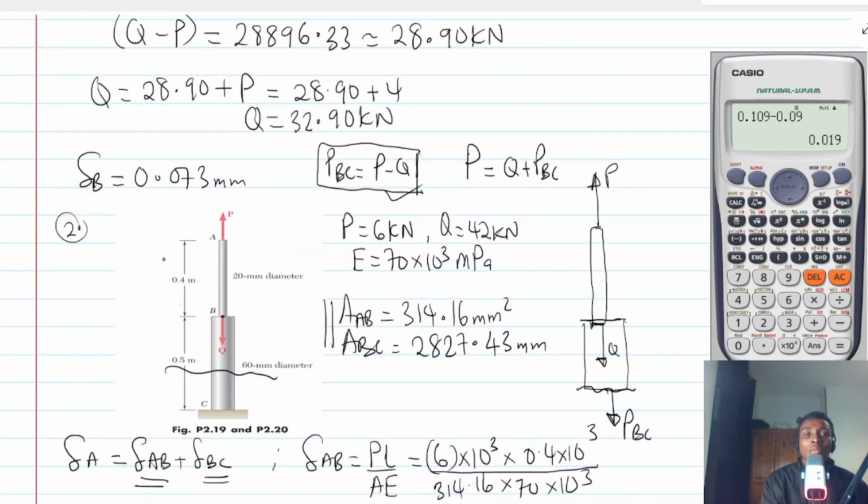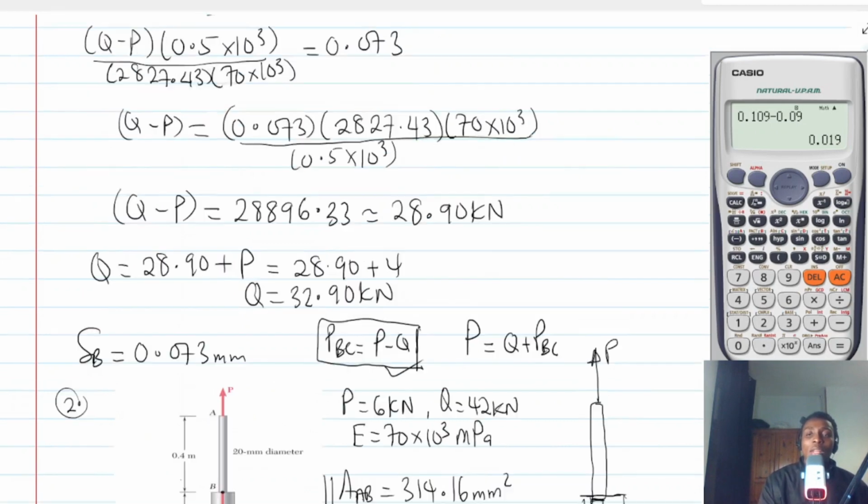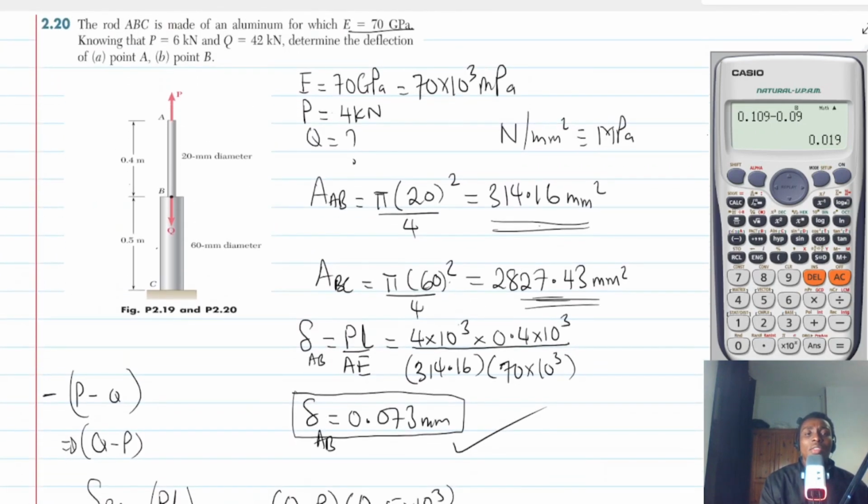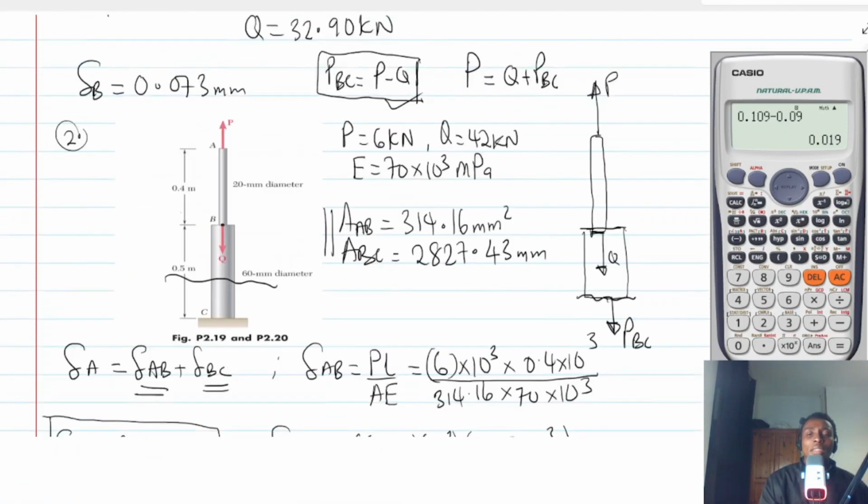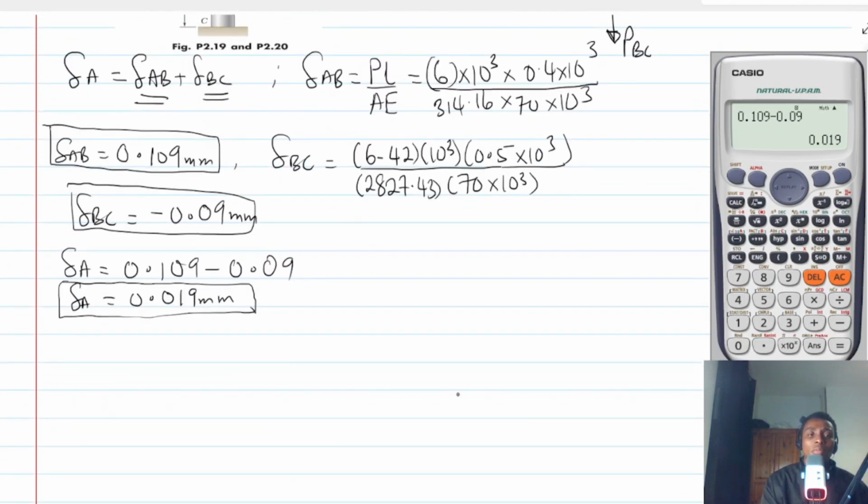All right. Now we are not done. The question said we should also find the deflection at B. So you see, find the deflection at point A and then point B. So let's move ahead and find the deflection at point B. So for the deflection at point B, it is basically the same as the deflection through BC.